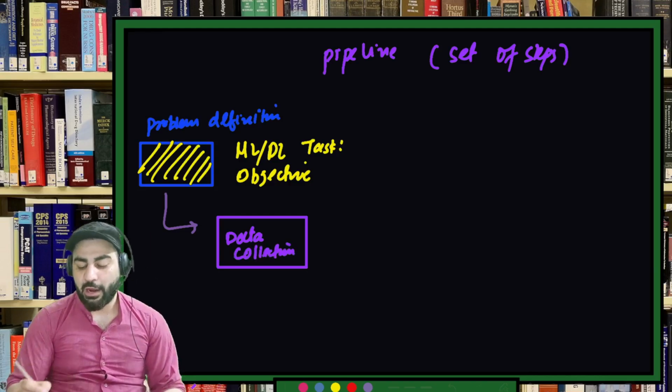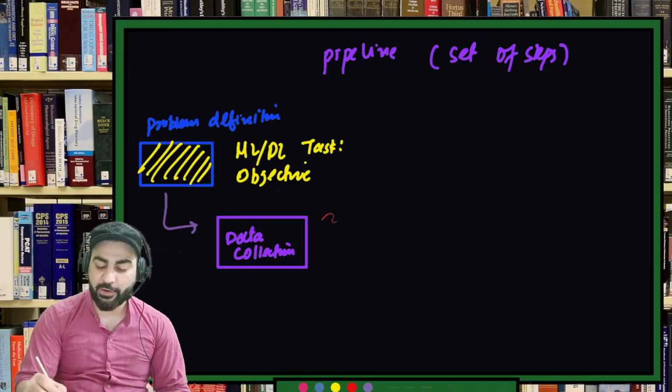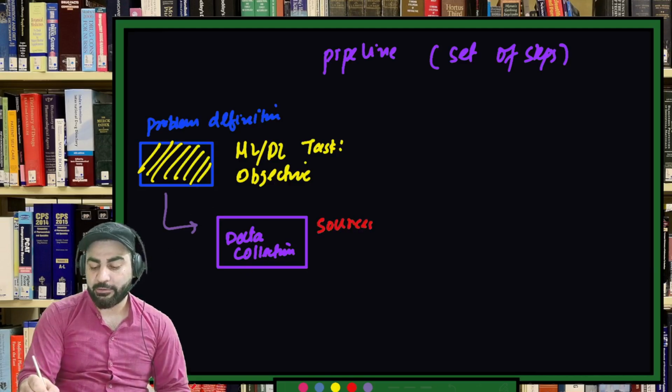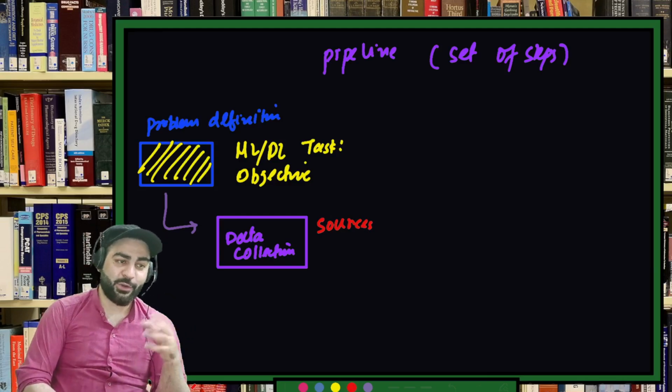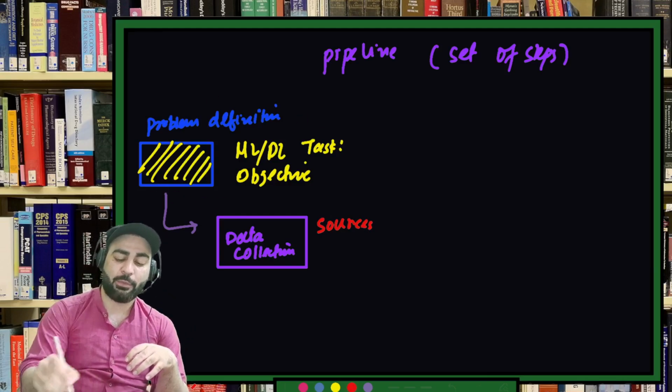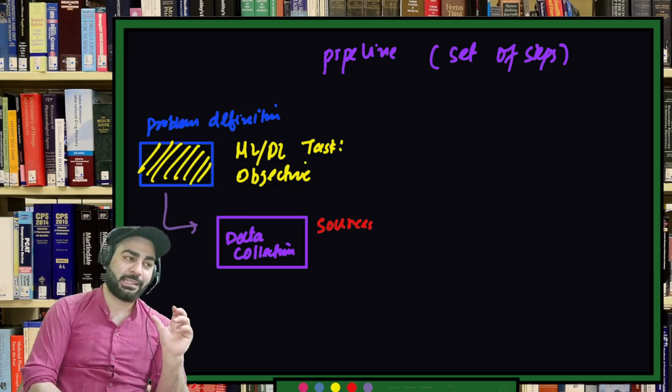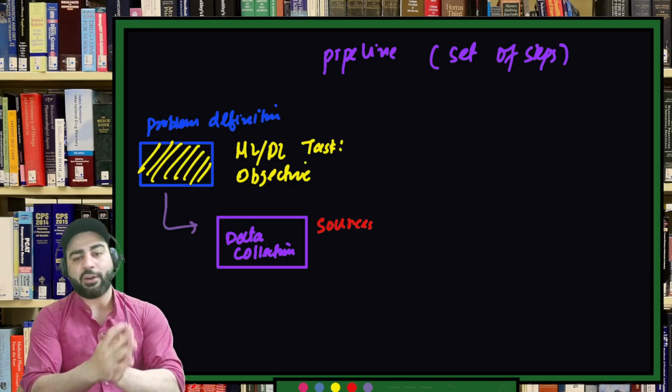So in this, you have to first find sources. You have to find sources of data. Okay, I think you guys are doing some projects with me. So there we defined the problem first. We had a clear task that we want to do. And then we had an objective of that. Okay, now our objective is this.